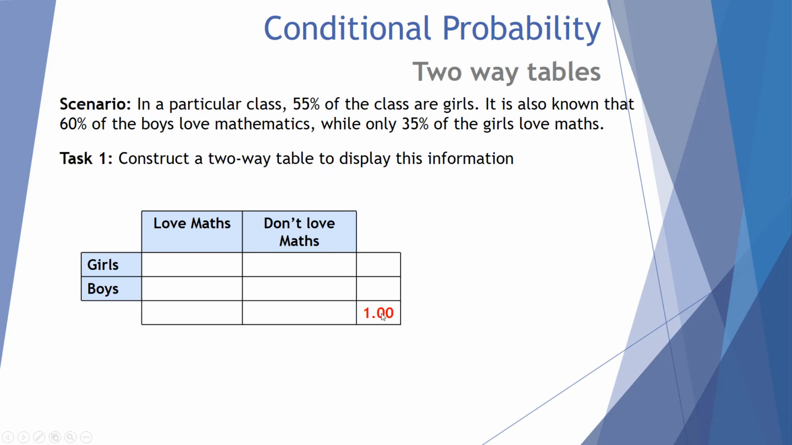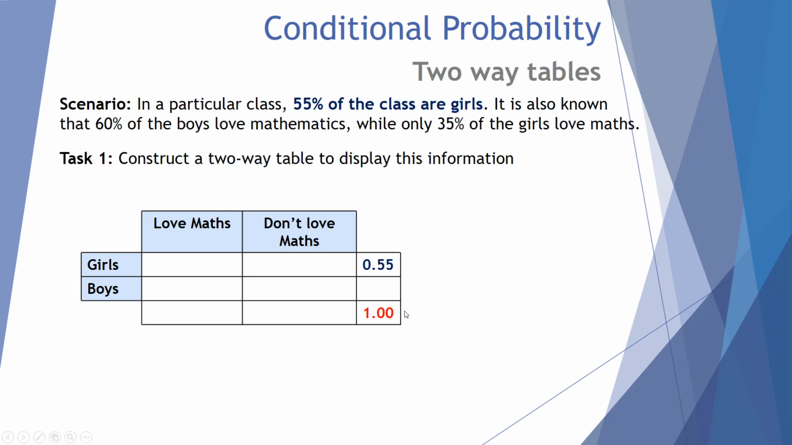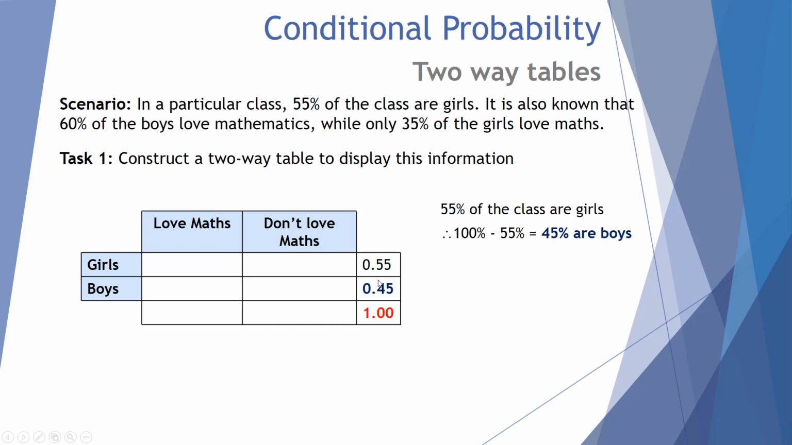So I've already got a 1 here because we know that all the numbers in the bottom row and the right-hand column have to add up to 1 when we look at probabilities. That's the total probability of 1. So first of all, 55% of the class are girls. So as a decimal, that represents 0.55. Girls, total of girls is 0.55. Now we've got 55% of the class are girls. That leaves us with 45% of the class are boys, so 0.45.